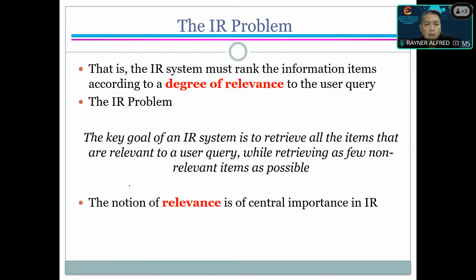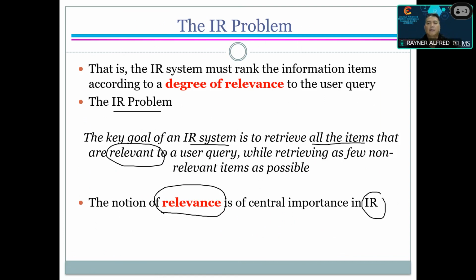Okay, so if you look at the key goal of the IR problem here, the key goal of an IR system is to retrieve all the items that are relevant. So we must be able to compute the degree of relevancy here. How do we compute? How do we perform the ranking? Okay? So the notion of relevance is the most important part in information retrieval.